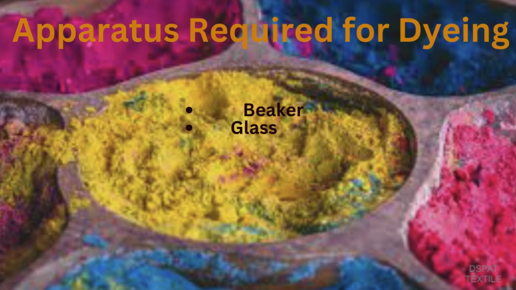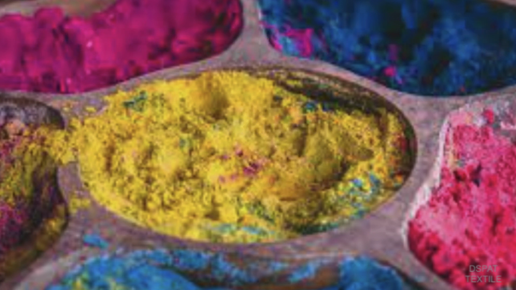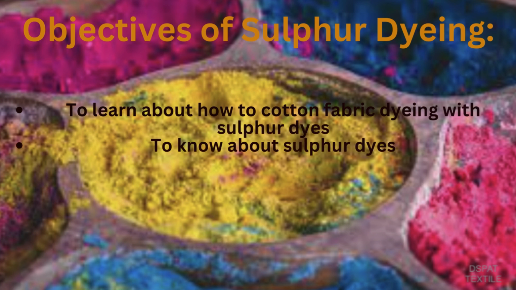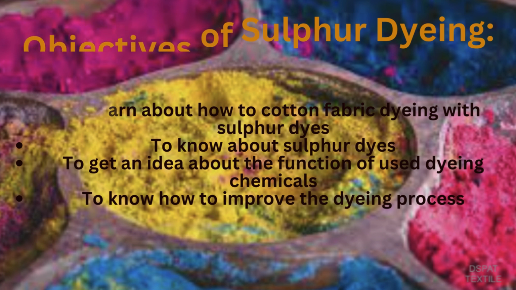Apparatus required for dyeing: beaker, glass rod, cylinder, electric balance, thermometer, dryer. Objectives of sulfur dyeing: to learn how to dye cotton fabric with sulfur dyes, to know about sulfur dyes, to get an idea about the function of used dyeing chemicals, and to know how to improve the dyeing process.